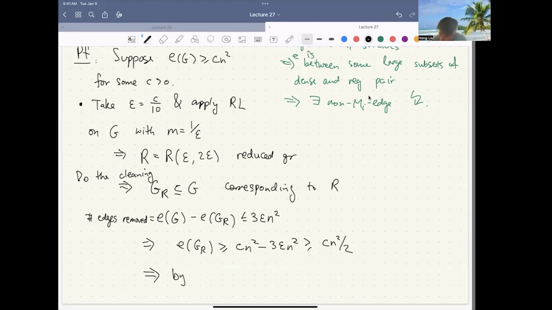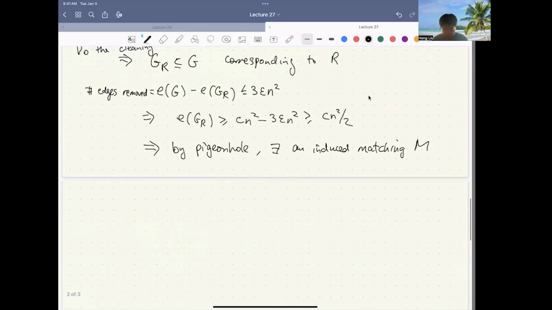By pigeonhole, there exists an induced matching M with at least e(G_R) over n, so at least Cn over 2 edges in G_R, since there are n induced matchings in total.